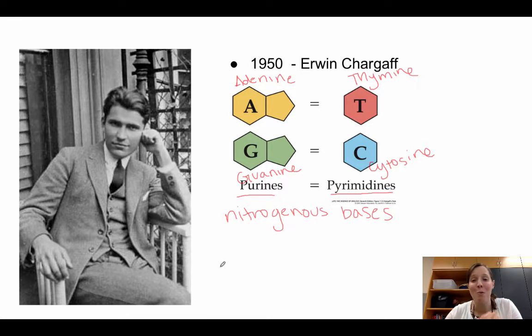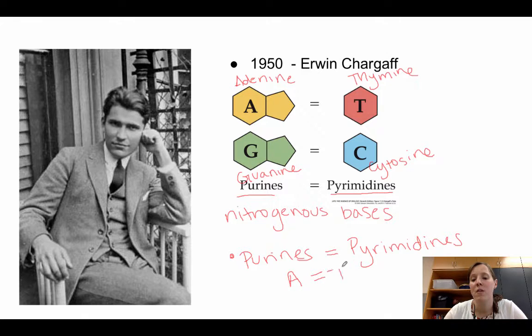But maybe even more important than that, he discovered that there was a relationship between the amounts of these things. So the total amount of purines seemed to equal the amount of pyrimidines, and specifically the amount of adenine, or A bases, was proportional to the amount of thymine, and the guanine was proportional to the amount of cytosine. And these are really going to help develop what are called the base pair rules inside of DNA that we're going to be learning about later on.